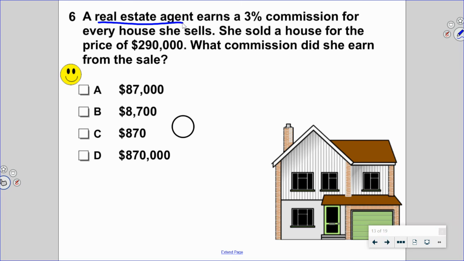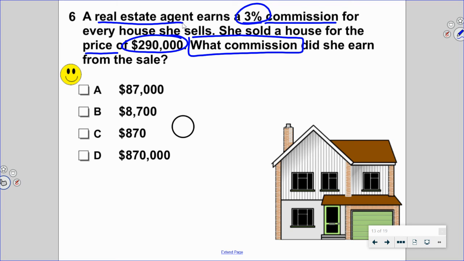Real estate should tell you immediately we're talking big dollar amounts. 3% commission basically means if they sell something, if they sell a whole house, they get to keep a small part of it. That's their paycheck. That's how much money they earn. So in this case, this particular real estate agent earns a 3% commission. She sold a house for the price of $290,000.